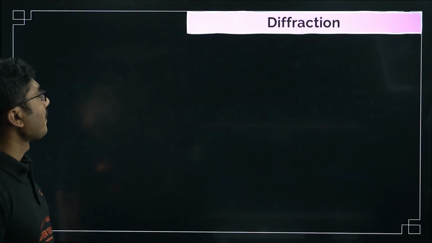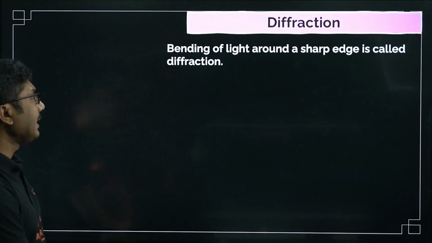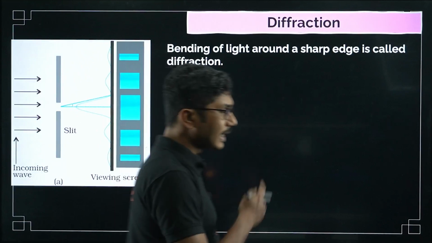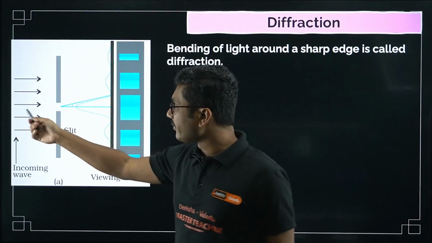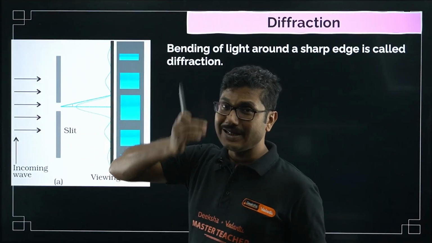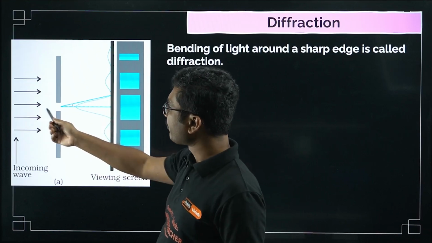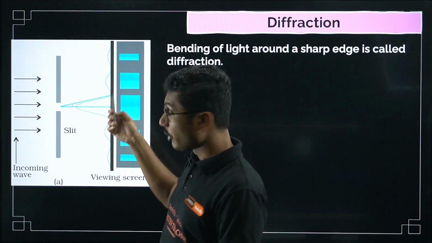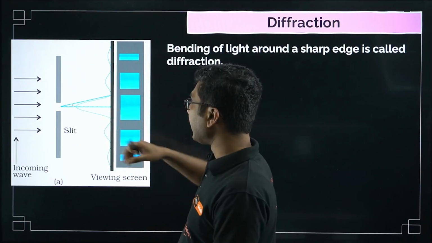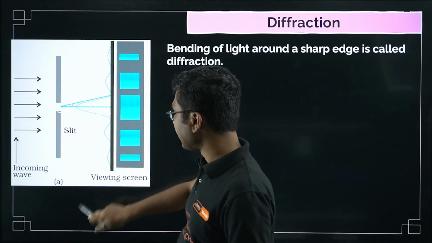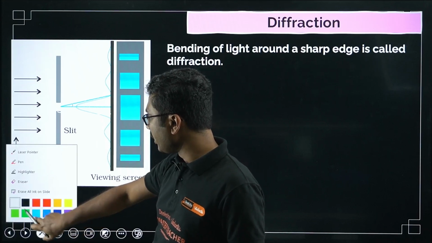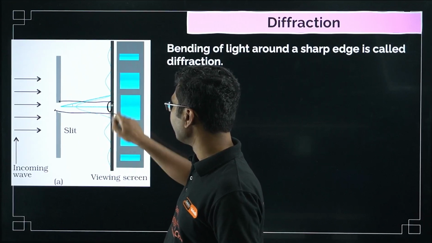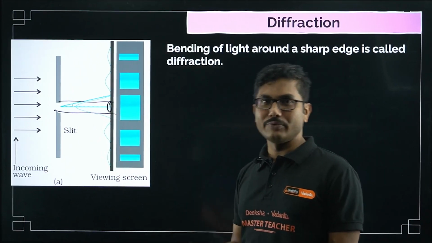Let's move on. Diffraction. Bending of light around a sharp edge is called diffraction. As you can see, the light is traveling through a very small hole which is very sharp. Normally what we expect according to ray optics is that the light should travel in this direction only, and you should get only one single dot. That is what we are expecting.